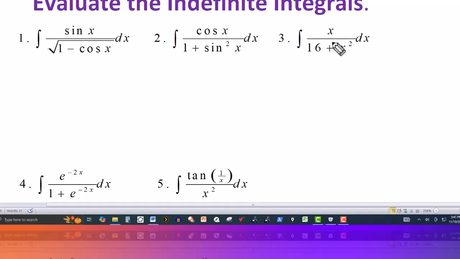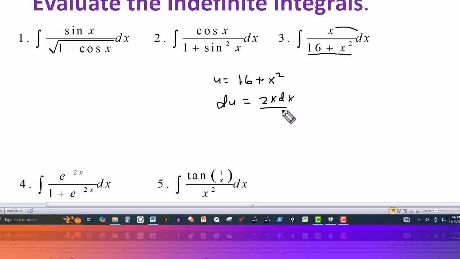Okay, the next one we have x over 16 plus x squared. And you think of this, well, that's a rational expression. You might be thinking of partial fractions. But notice the derivative of 16 plus x squared is 2x. Very convenient for, again, the U-substitution. So I'll let u equal 16 plus x squared. Then the du would be the derivative of this. 16 would be 0, and x squared would be 2x. And I have the dx.